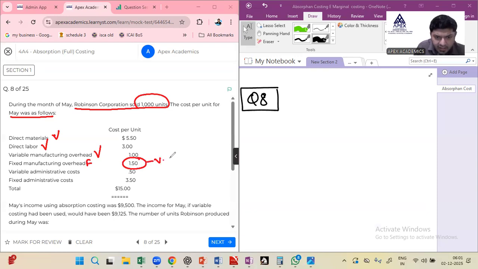Very important data. Variable administrative cost is not a part of cost of production, not a part of product cost, they are a period cost. Variable administrative costs are a period cost under both absorption and marginal, and fixed administrative costs are also a period cost under both absorption and marginal. Now this is my total cost. Now May's income using absorption costing is 9,500. And the income for May under variable, that is marginal costing, would have been 9125.